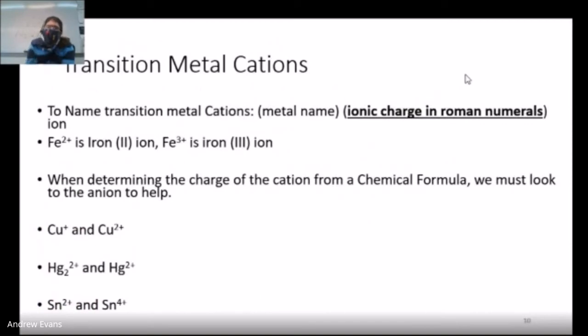Now, transition metals. When we name a transition metal and we know its charge, we can read off its charge. We are going to state the charge in the name as a Roman numeral, but when we say it, it's just going to be that number. So Fe2+ is iron 2 ion. If I have Fe3+, I would say iron 3.